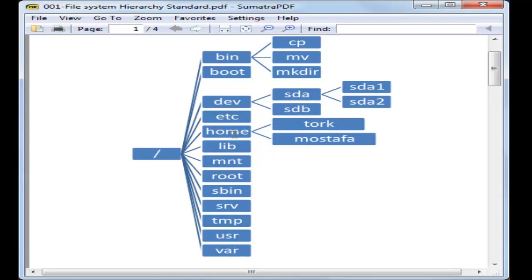For example, here is the home directory. It contains the home directories for all users to store their personal files. Here I have two home directories for two users, the user Torque and the user Mustafa.